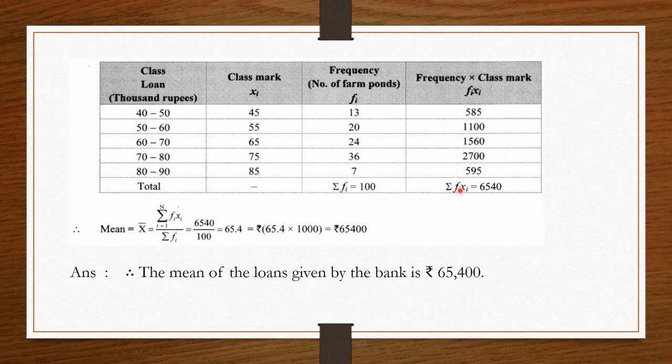Sigma fi xi, the sum of fi xi, equals 6540. And in the direct method, mean x bar equals sigma i equal to 1 to n fi xi upon sigma fi, that is 6540 upon 100, that is equal to 65.4. This also is given in thousands. Therefore, you have to multiply the answer by 1000. 65.4 multiplied by 1000 is 65,400. The last statement: the mean of the loans given by the bank is rupees 65,400.